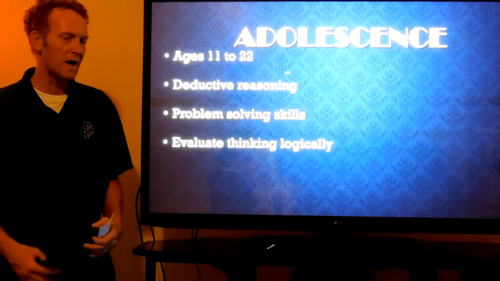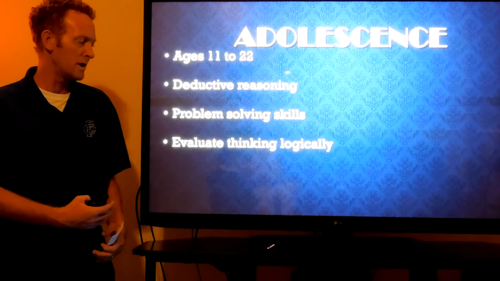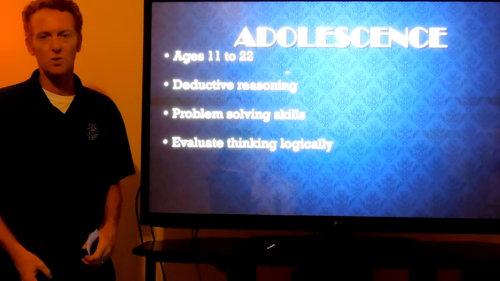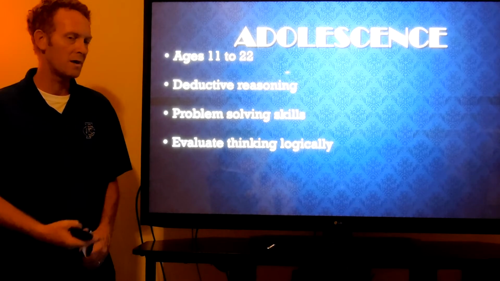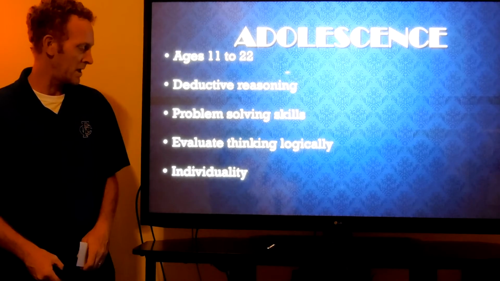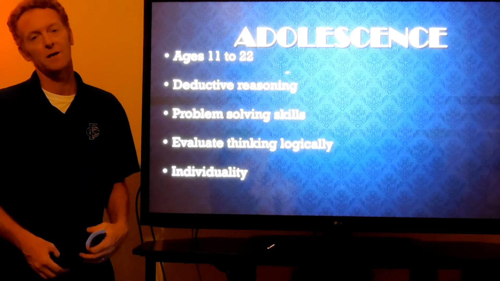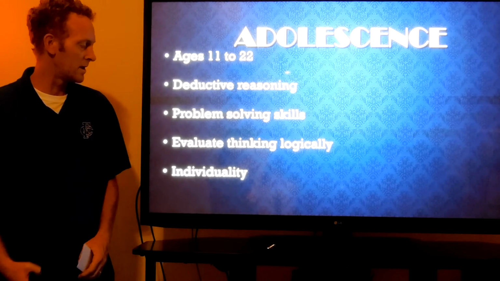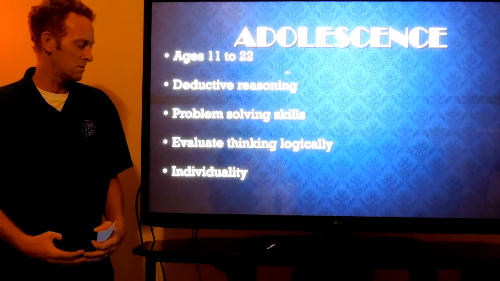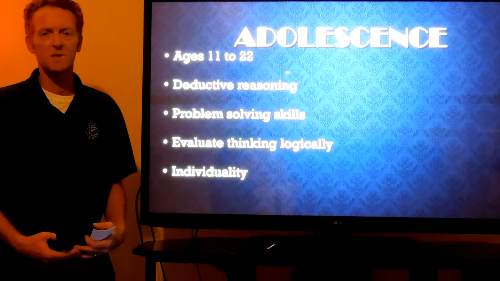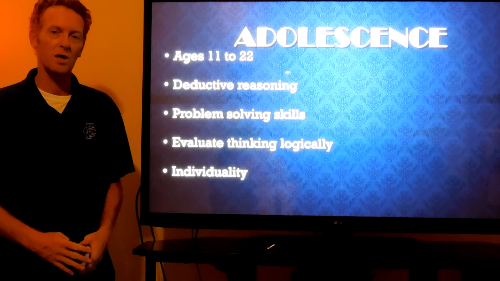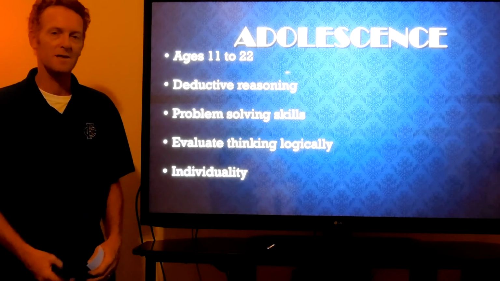And then evaluate thinking logically. They no more need to be told about the rules or the social norms. They begin to really think logically for themselves and start making their own decisions at this point, even if it's right or wrong. And then they develop this sense of individuality. And that's something that several theorists both agree with, that in this stage of development, they really become unique in themselves. They identify with who they are. They begin to understand themselves. And a lot of that shows in the way we see them today.